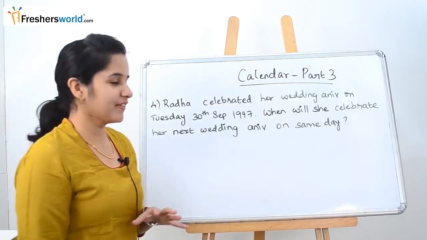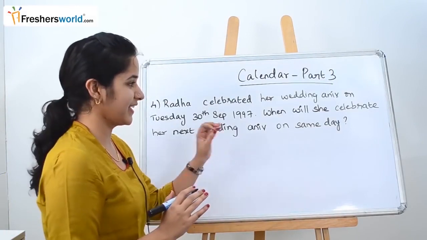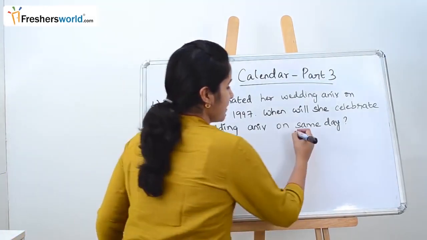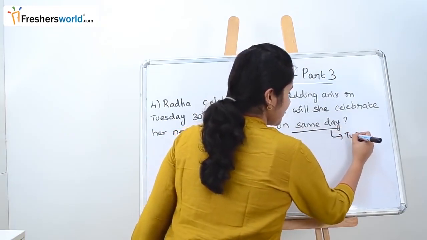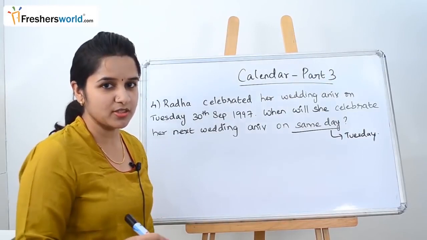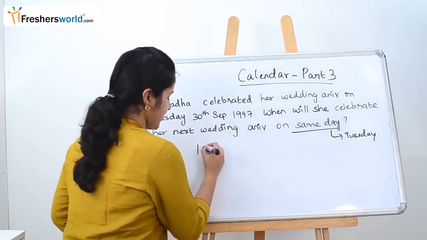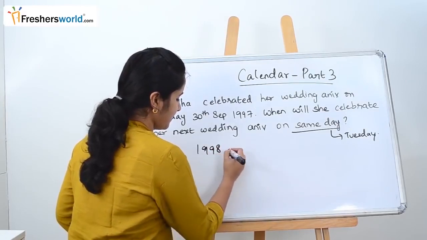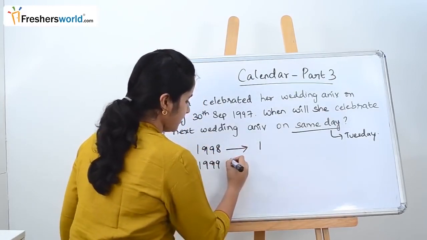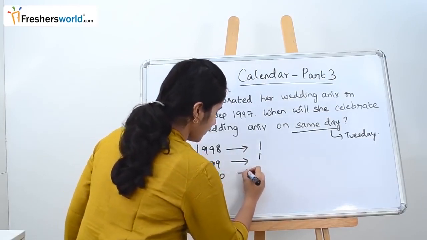The next question that they have given is, Radha celebrated her wedding anniversary on Tuesday, 30th September 1997. When will she celebrate her next wedding anniversary on the same day? Same day means she will celebrate it again on a Tuesday. How are we going to do it? We are going to use the same concept of odd days. Let's start counting the number of odd days. 1998 is not a leap year, so the number of odd days is 1. 1999 is not a leap year, so it is 1. 2000 is a leap year, so the number of odd days is 2.